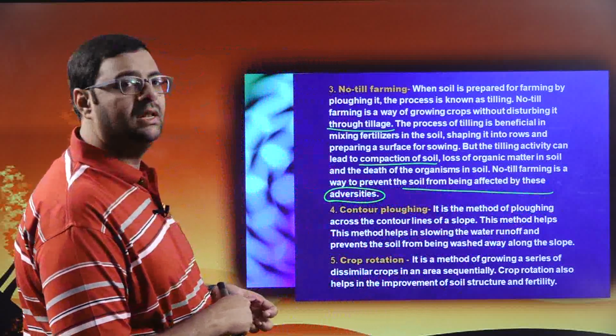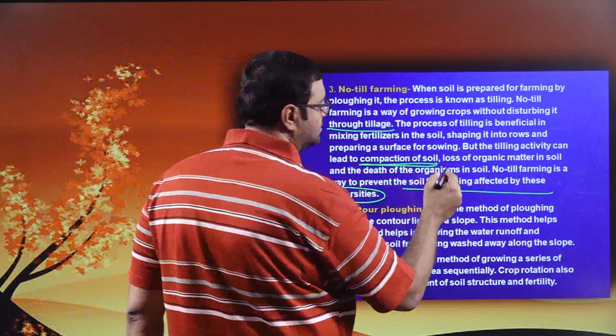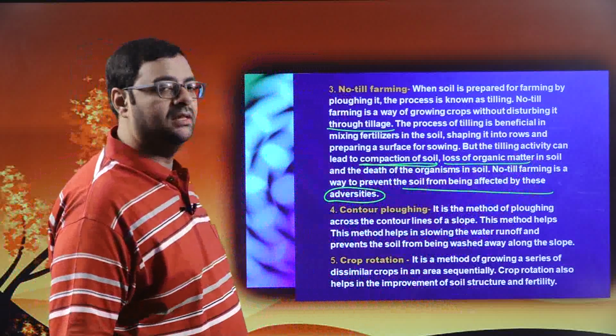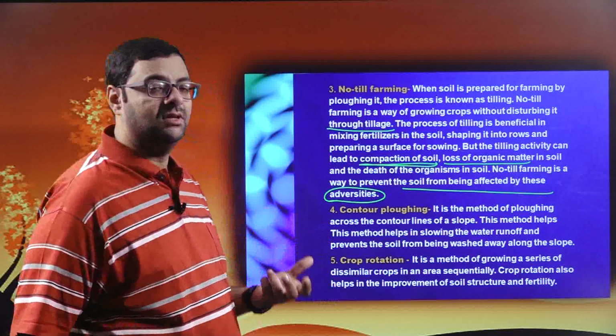So tilling activity can lead to all these complications, that is compactness of soil, loss of organic matter and death of the organisms in the soil. But no-till farming will prevent that and conserve the soil.